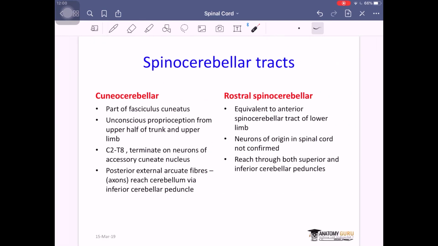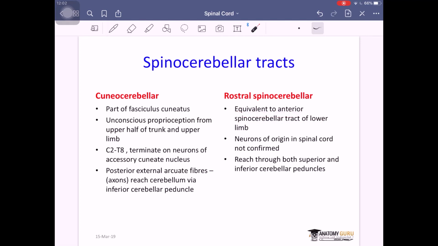So those are the two tracts. Now remember, there are two more tracts. We still have the upper limb and the thorax pending. That is where the two small tracts come into the picture: cuneo-cerebellar and the rostral spinocerebellar. Cuneo-cerebellar is a part of your fasciculus cuneatus, so it is the cranial extension of it, whereas your rostral spinocerebellar is equivalent to the anterior spinocerebellar tract of your lower limb.